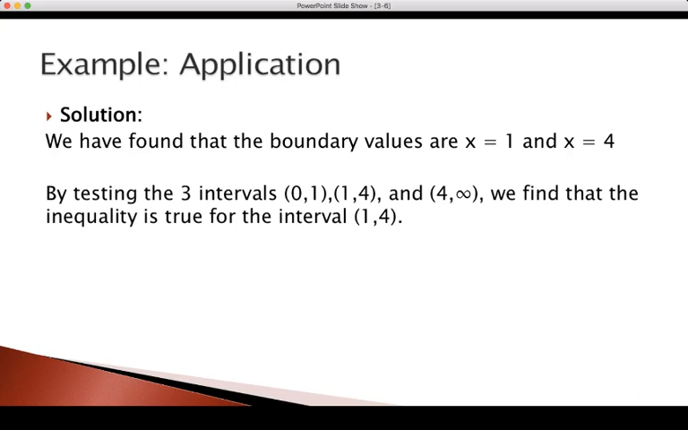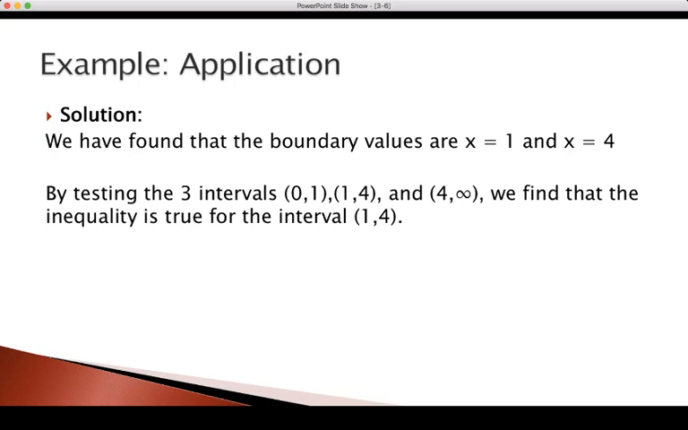So what these boundary points do is they give us three intervals: the interval 0 to 1, 1 to 4, and 4 to infinity. Now notice we do not have an interval from negative infinity to 1. That is because we're talking about time in terms of seconds. It doesn't make sense to talk about what happened 10 seconds ago. We can't go into the past. Time starts at 0. So that's how we end up with these three intervals.